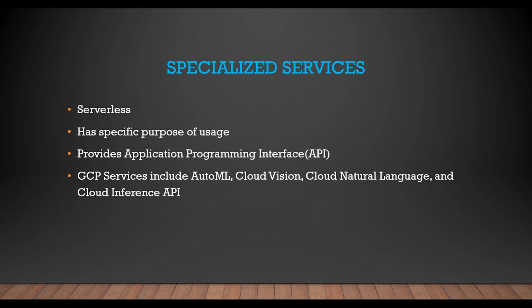So for GCP, there are several services provided. Some of them are AutoML for machine learning without coding, Cloud Vision, Cloud Natural Language for natural language processing, and Cloud Inference API for time series data correlations. So these specialized services are used to encapsulate those advanced computing capabilities and make them accessible to those developers who are not experts in any domain.